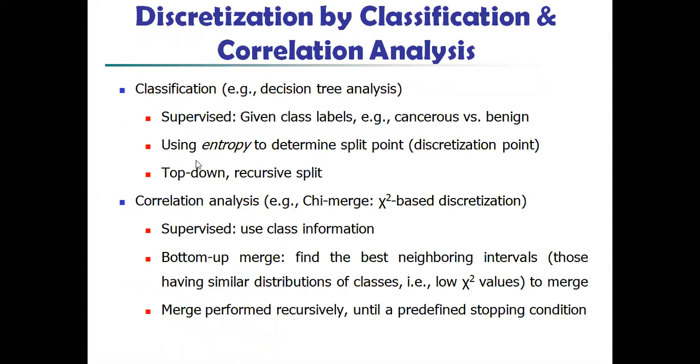Okay, now here, discretization by classification and correlation analysis. We have already seen the positive correlation, negative correlation, and independent correlations. We'll see here classification, for example decision tree analysis. Since it's a supervised technique, it can be used with labels, so class labels are given. For example, cancer versus benign, or salary as low salary or high salary. Each and everything will be given in advance for you. That is supervised learning, so it is easy for you to take any one of the classes.